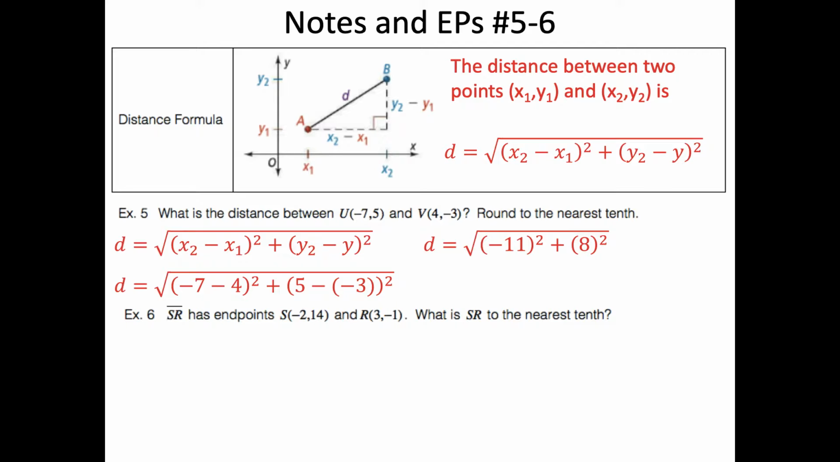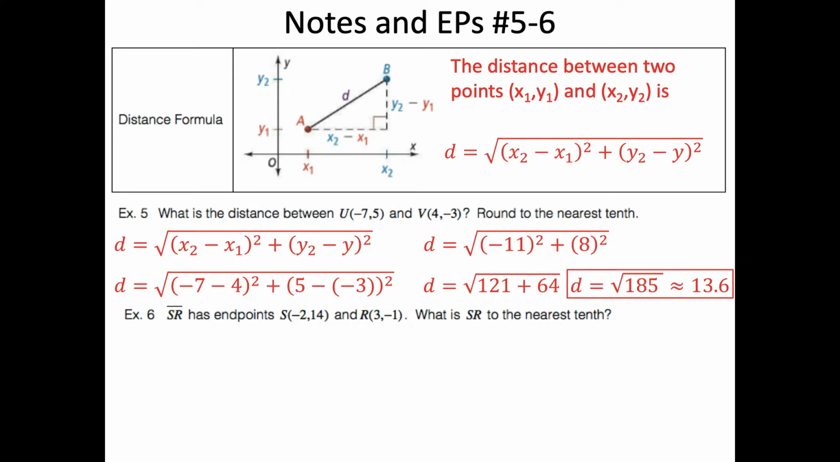-7 minus 4 is -11. 5 minus -3 is 5 plus 3, that'd be +8. Multiply it out, 121 plus 64. I get the square root of 185, which if you put it into a calculator, it's about equal to 13.6.